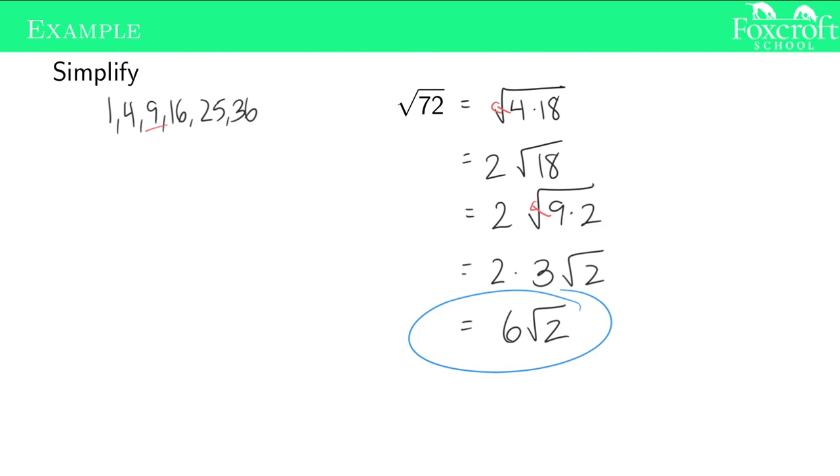And there's also multiple ways you can do these problems sometimes. So this one I figured out there was a 4 and a 9. You also could have figured out at the start that the square root of 72 is 36 times 2, and then just done, the square root of 36 is 6. So there's multiple different ways to get to the final answer. But you know your final answer if the number that's left in the square root is not divisible by any of our perfect squares.